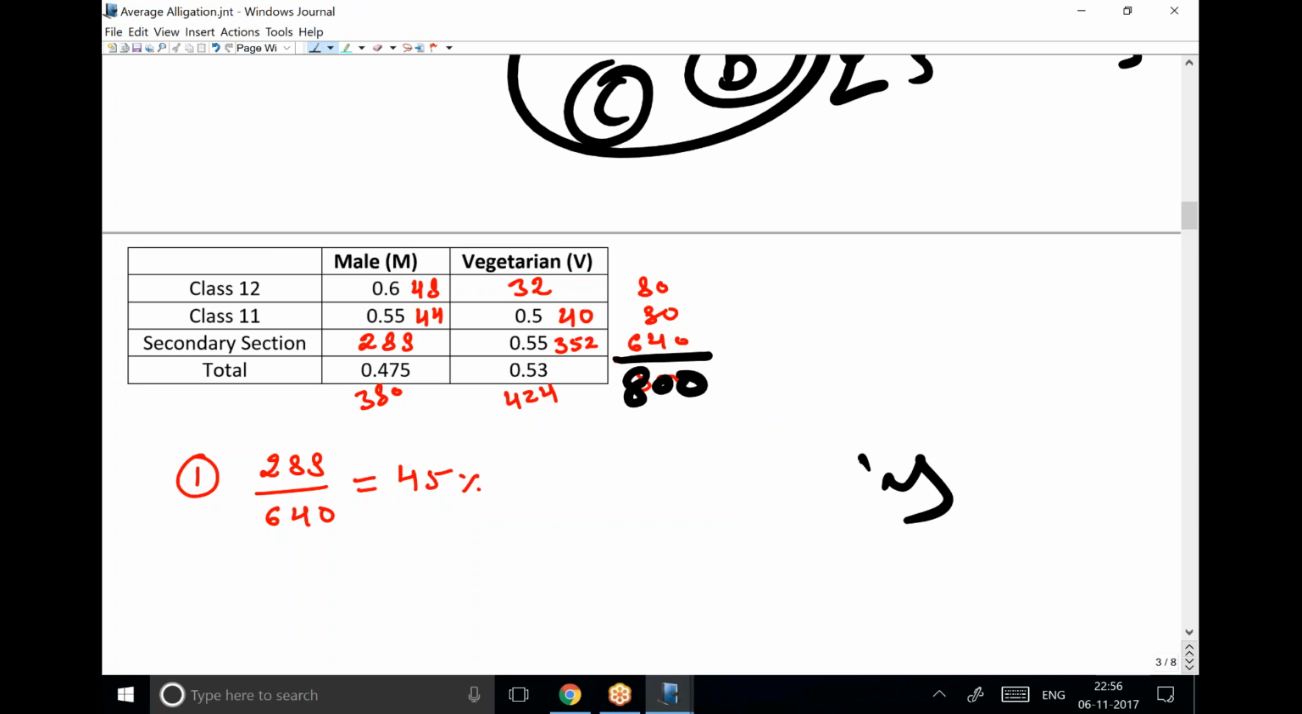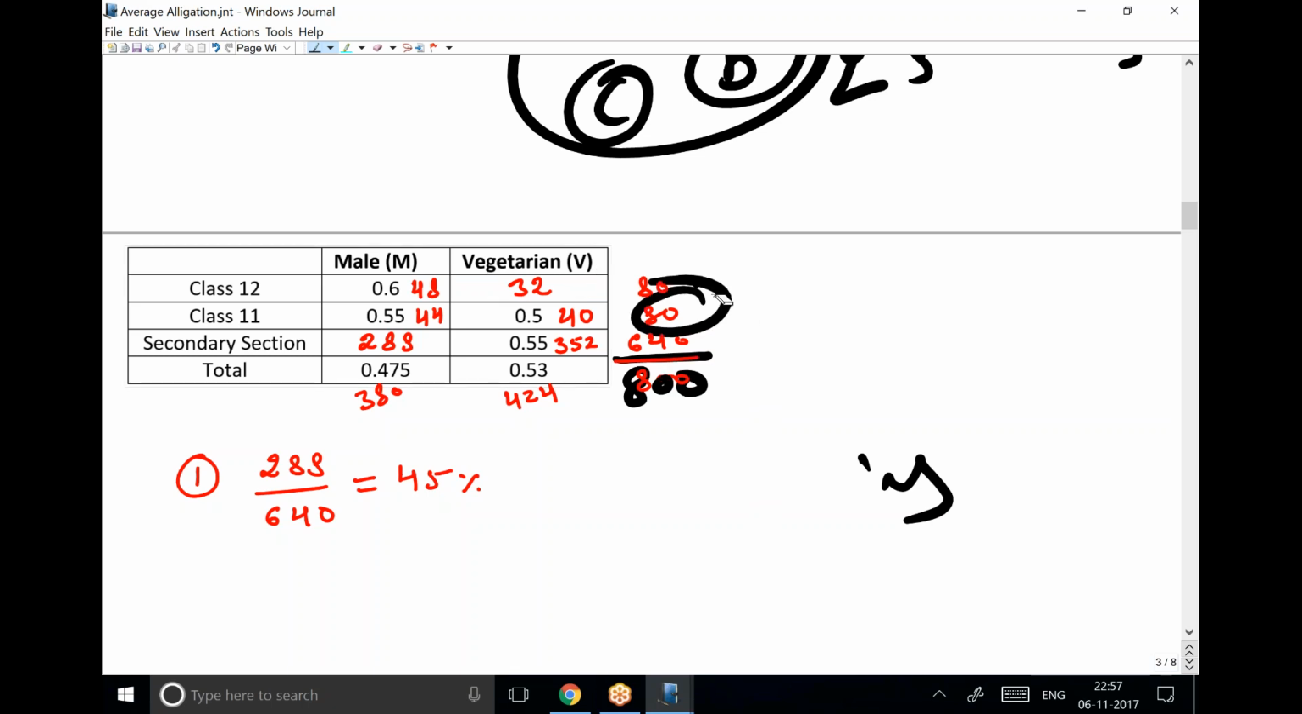Out of 800, they have given to us 80% of whom are in the secondary section. So 80% of 800 is 640. In the secondary section we have written 640, and the remaining got equally distributed between class 11 and class 12. So how many of them are left out? 160 left out. So 80 will go to class 12 and the remaining 80 will go to class 11. Now out of the 80 which will go to class 12, 48 because of 0.6, 48 will be male and the remaining will be vegetarian.